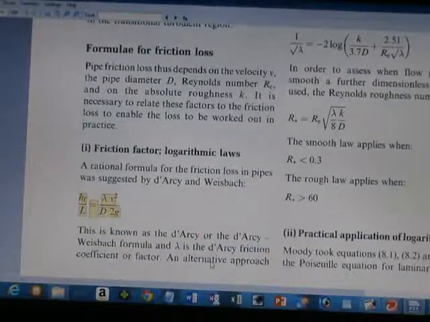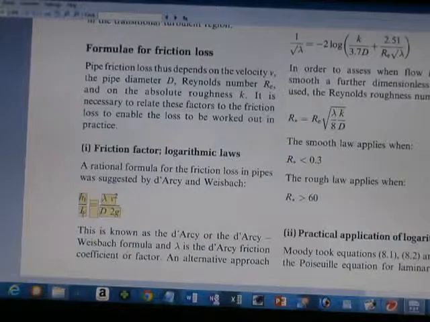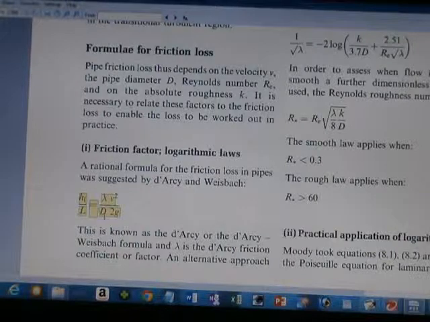In the friction loss equation, HF is the head loss, L is the length of the pipe, lambda is the friction constant, V is the velocity, D is the diameter of the pipe, and g is gravity.